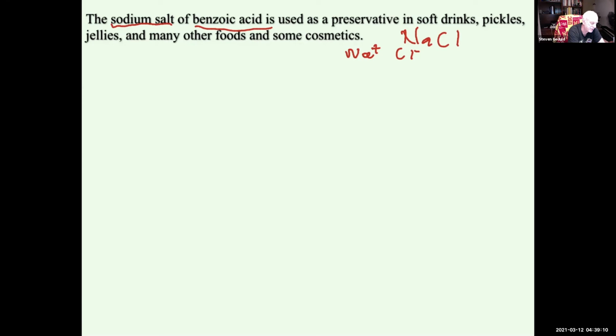If we have a carboxylic acid, let's put benzoic acid up here. COOH. Remember, acids donate hydrogen, H plus, in a solution. H plus is what we measure when we do our pH. The higher the H plus concentration, the lower the pH. So the more H plus is released from the acid, the stronger the acid. Carboxylic acids are weak acids, but they still release H plus into the solution.